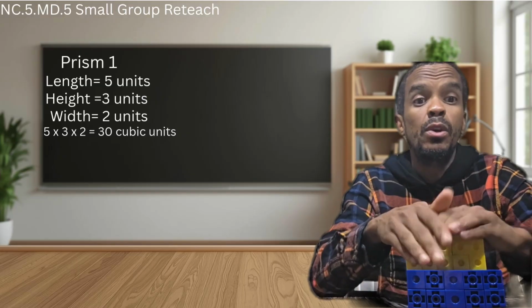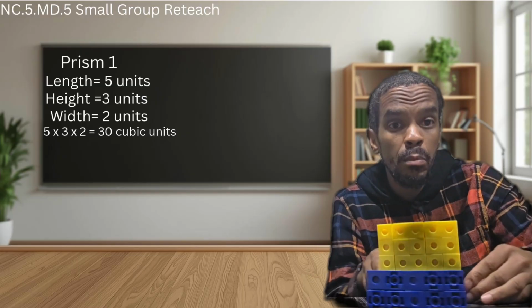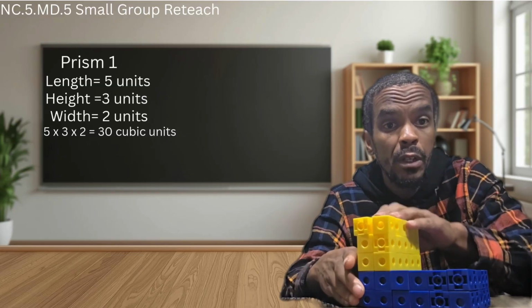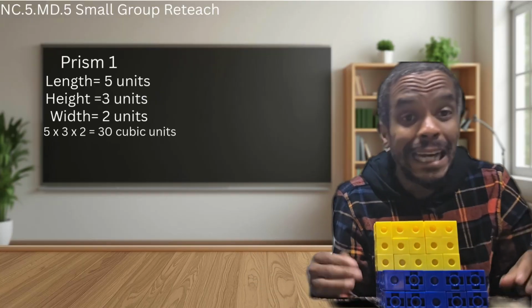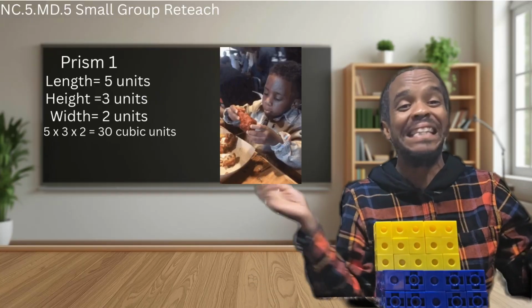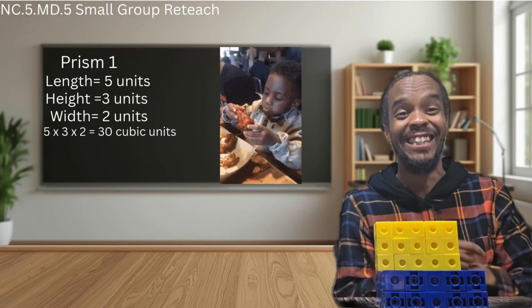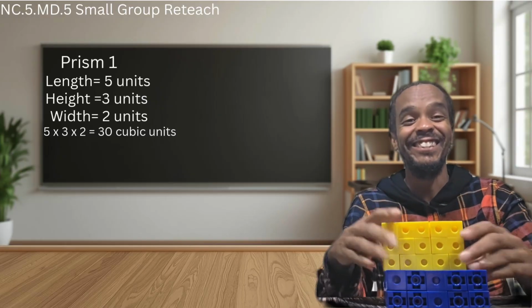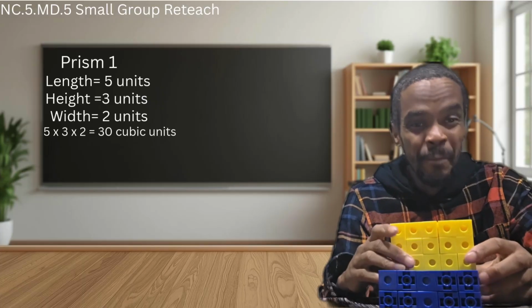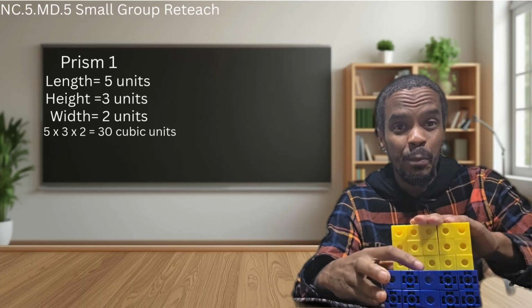All right. So now we need to talk about the blue one on the bottom. We got the volume of this one is 30. 30 piece, no biscuit. I need a 30 piece, no biscuits, all flats. I'm feeling silly. But yeah, anyway, so we got 30 for prism 1.